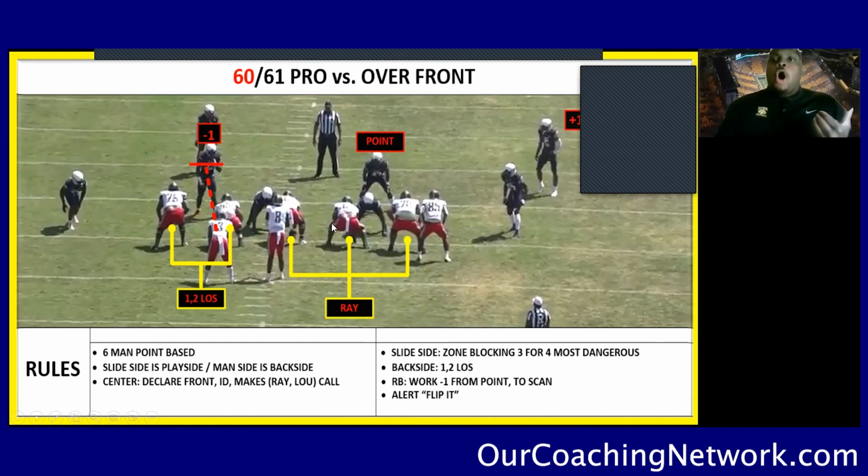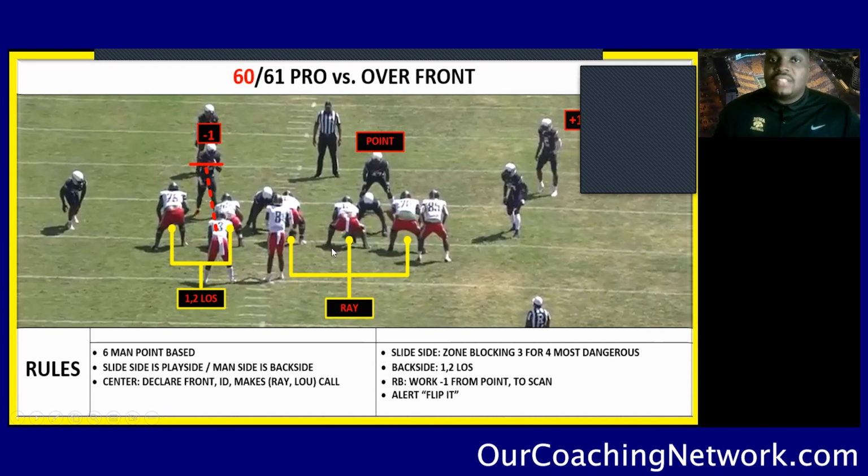All right. So again, center declares the front, he identifies the point, and then he makes a call. Our base call in our 6-man point-based protection is a Ray or Lou call. A Ray is just a 3-man call where the center is the last man in on the slide, where again, they have 3 for 4 on the slide side of the protection. Okay. And then of course there's solo on the backside.